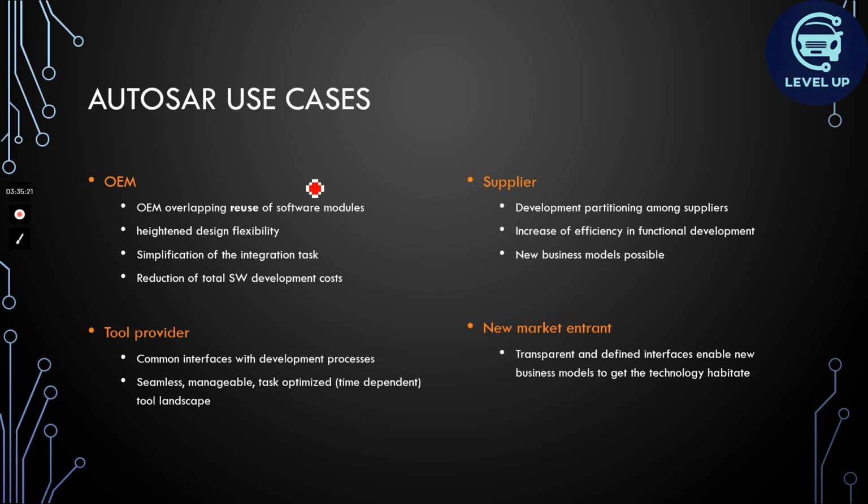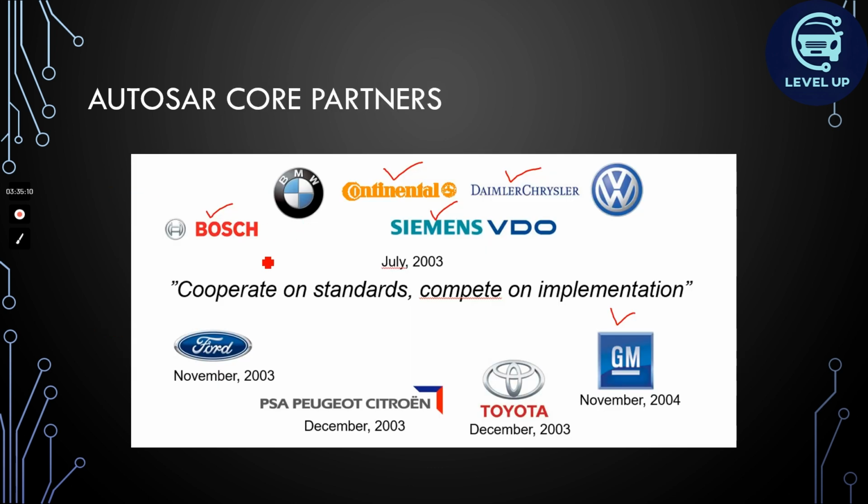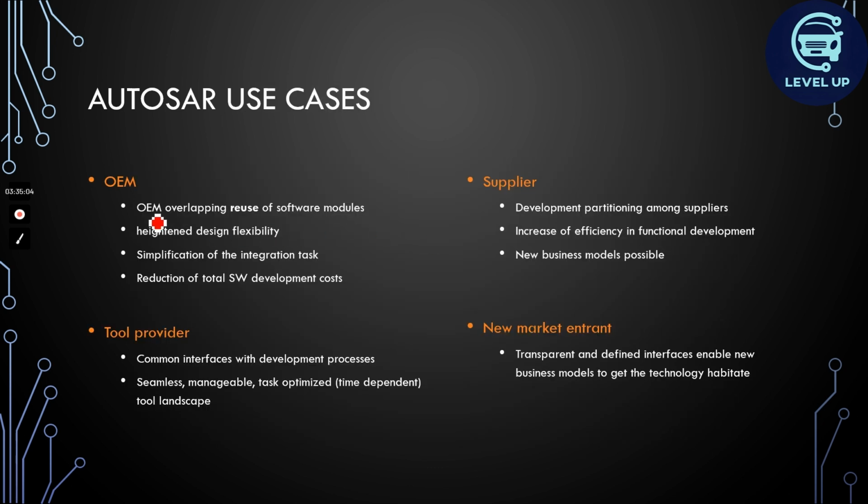Now, there are four different use cases of AUTOSAR. The first one is OEM. What is OEM? OEM is original equipment manufacturer. So these are the OEMs who are implementing original components inside the vehicle. OEM: overlapping reuse of software modules. They are reusing their software through the AUTOSAR introduction.